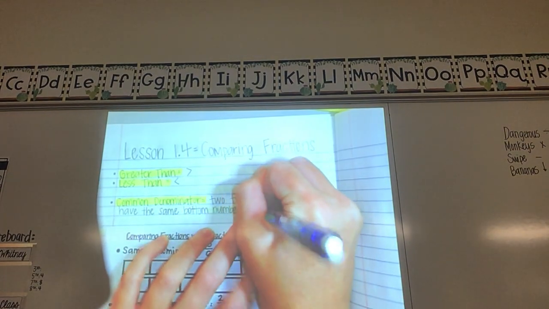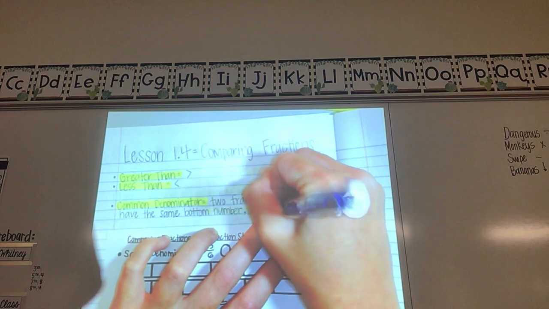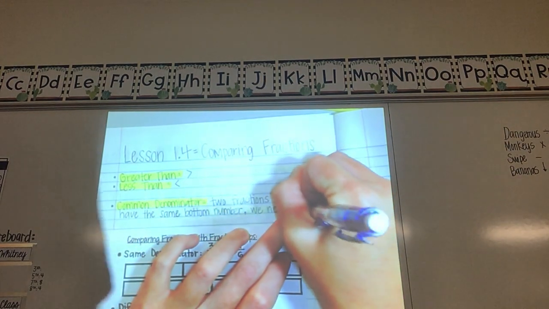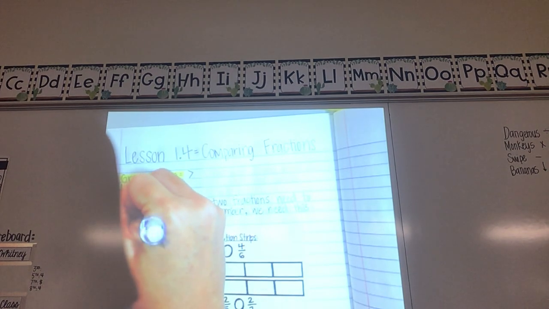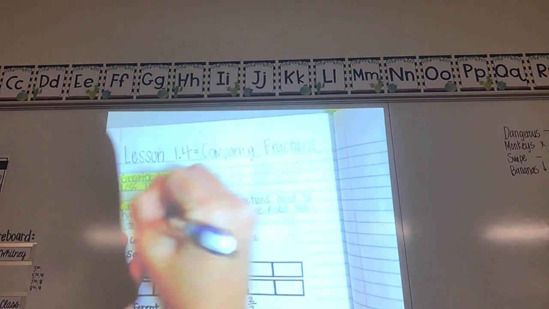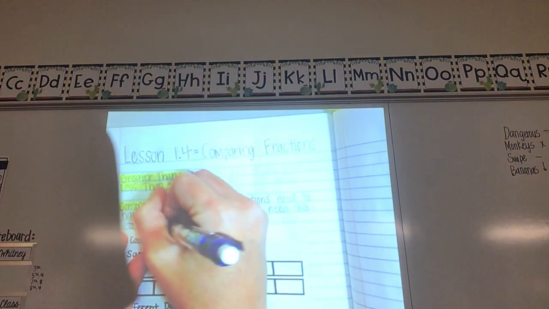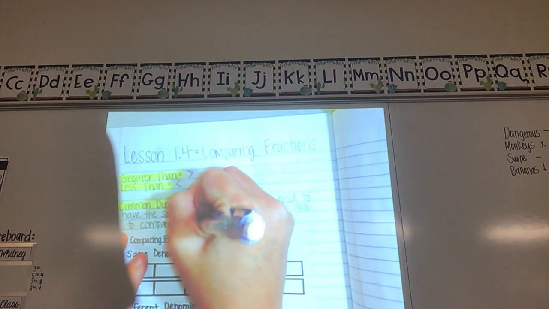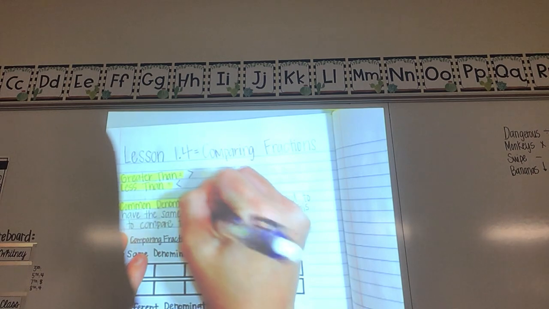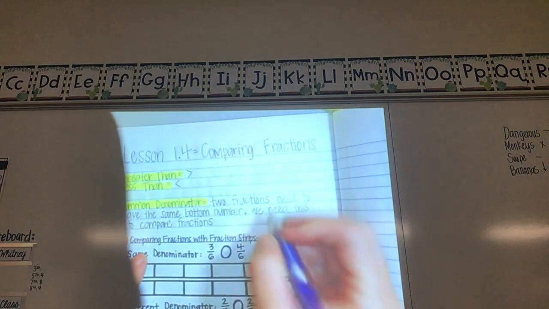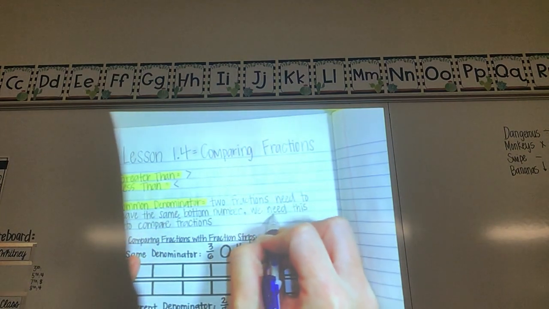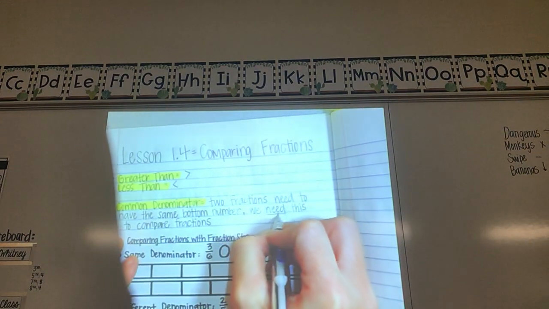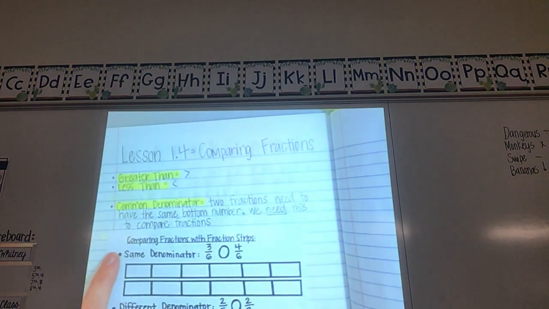We need this to compare fractions. In order to compare our fractions like we are wanting to, we need to have a common denominator, which means we need to have both of the bottom numbers be the same. I'm going to underline the word need because we need it to happen. Really need it to happen so that we can compare fractions easily.